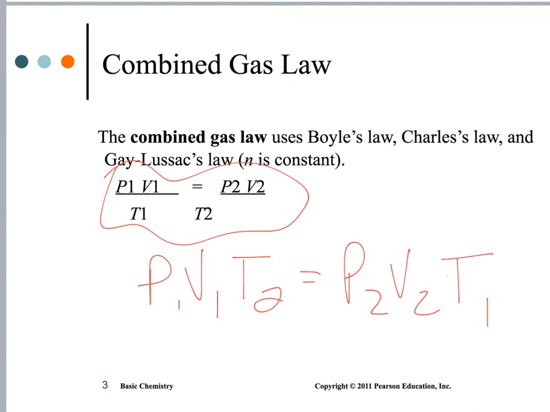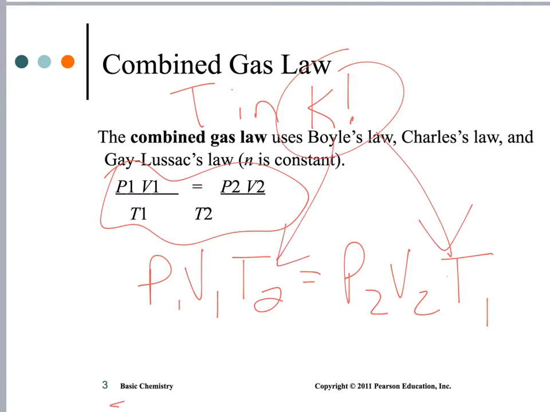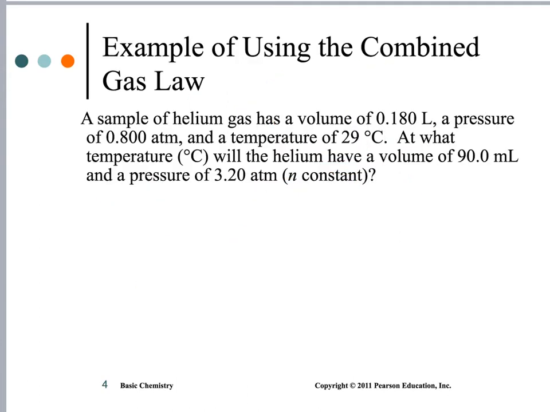If you lay it out this way, it's a little bit easier to manipulate, and that's why I do that. So basically, we're going to be looking for one variable here. And remember, all temperatures are in Kelvin. Don't forget, all temperatures in Kelvin. Let's take a look at a sample problem.